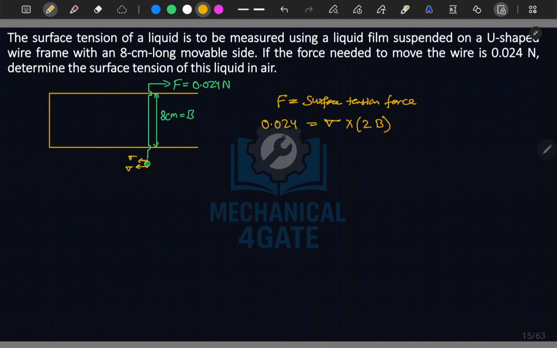If we substitute the value, this will be sigma times 2 times B, where B is 8 centimeter, which is 0.08 meter. If we divide 0.024 by 0.08, we obtain 0.3. Sorry, I forgot to divide it by 2 also. So sigma will be 0.15 Newton per meter. So this is your surface tension. Now moving to the next question.